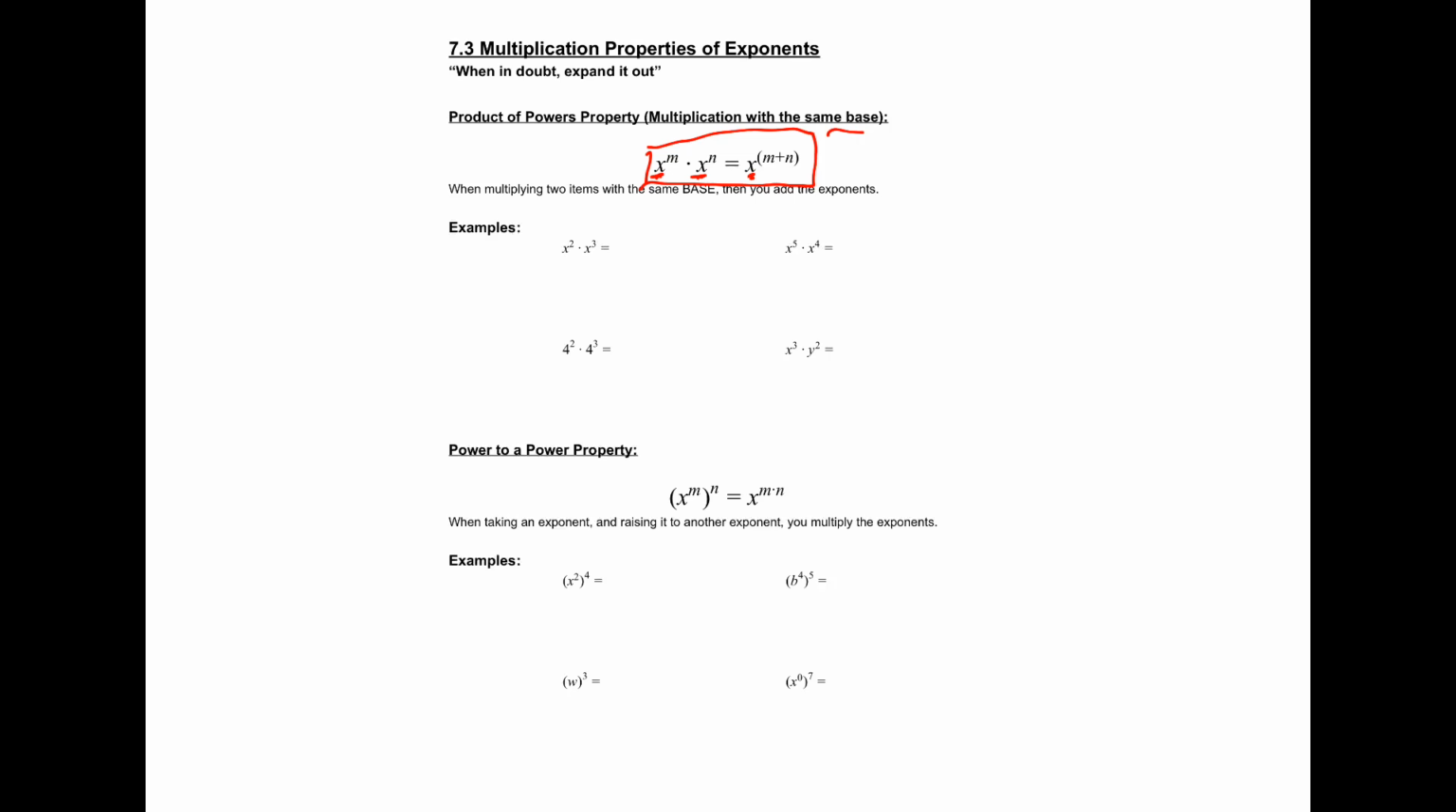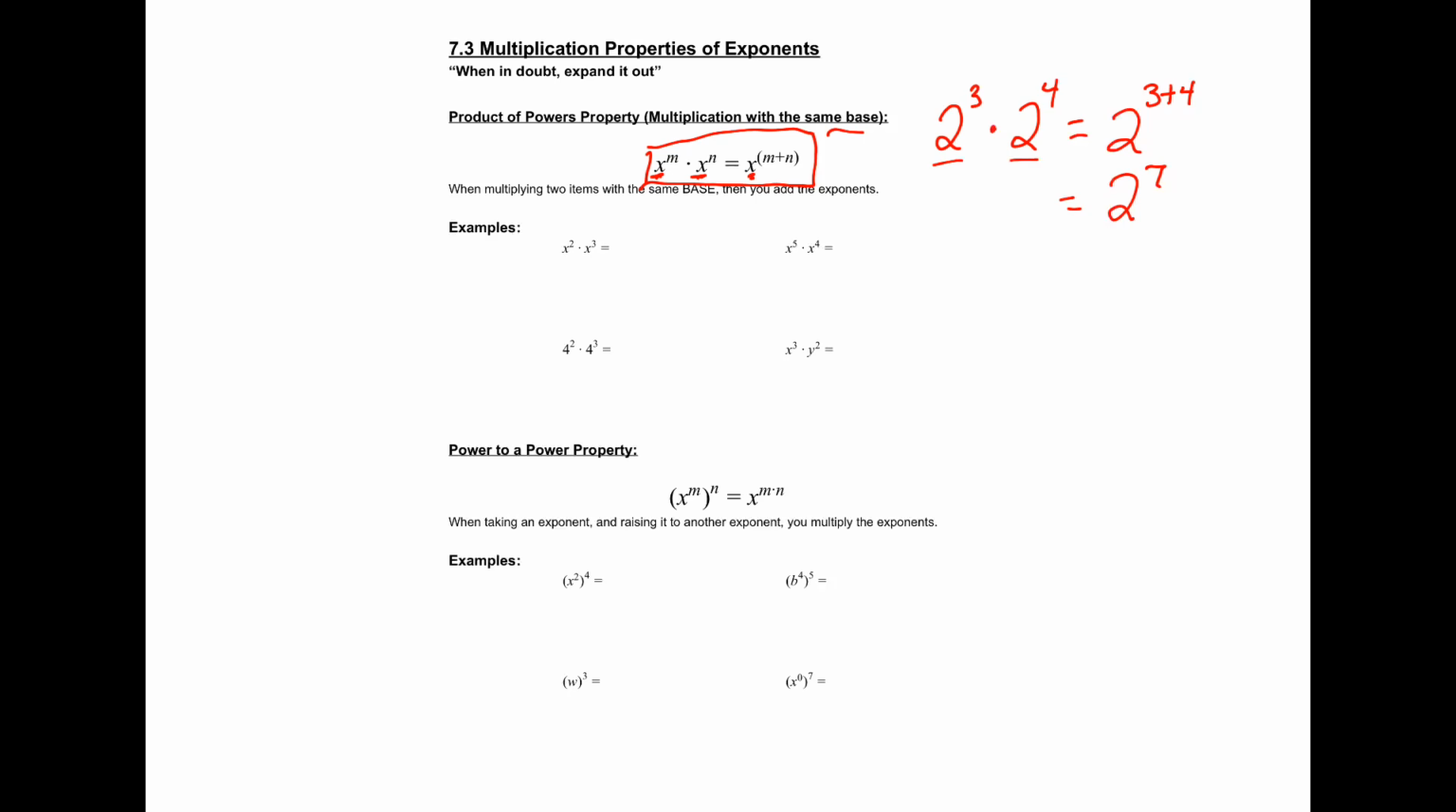So think of this as 2 to the third times 2 to the fourth. That's going to equal, once again, as long as these bases are the same, they're both 2's, 2 to the 3 plus 4, which would be the same thing as 2 to the 7th.